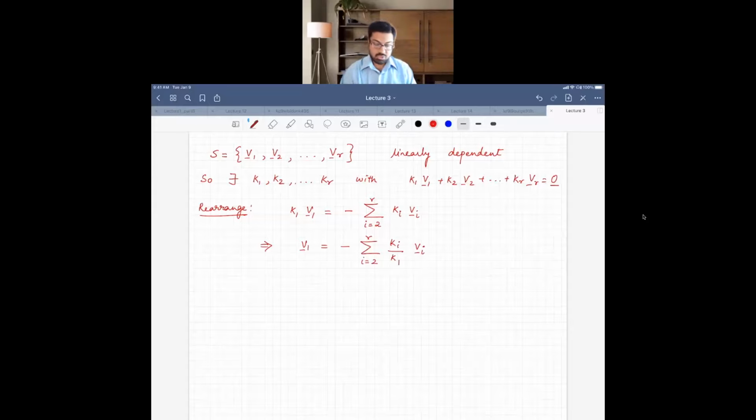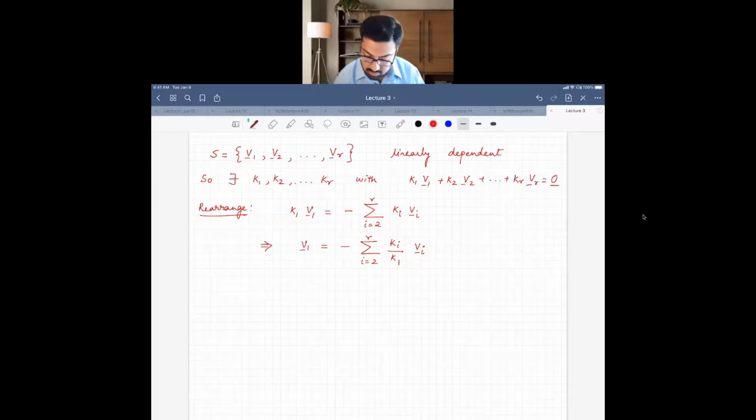You guys see that? So what is this? This is expressing one of the vectors as a linear combination of the others, right? We are not including i equals 1 here, because all the others are being included over here. This is some scalar divided by k1, k sub i divided by k1. So this would be k2 by k1, or k3 by k1, and so on up to kr by k1, right?